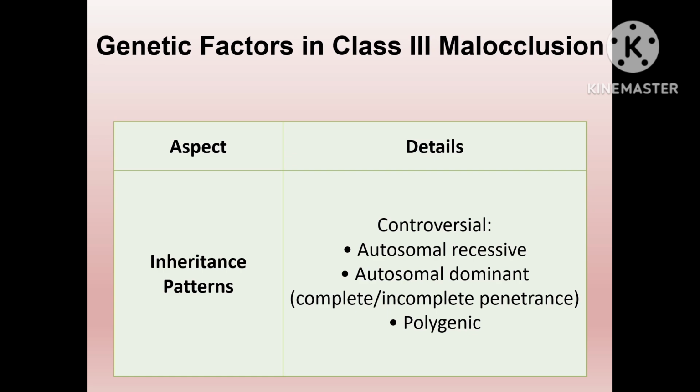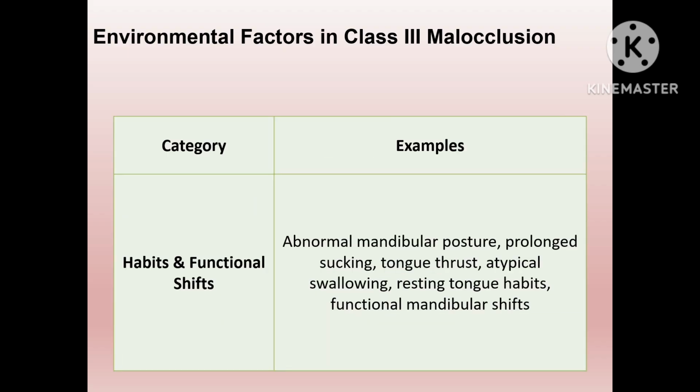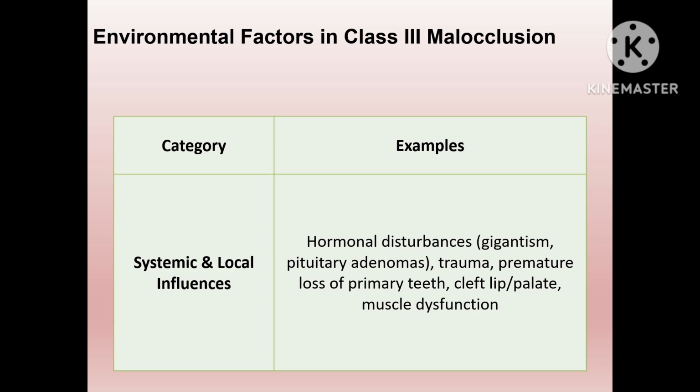Some say it is autosomal recessive, others say that it is autosomal dominant, while some support a polygenic mode of inheritance also. Now, the environmental influences also contribute significantly. The wrong postural habits of the mandible, tongue thrusting and prolonged sucking can shift the mandible forward. Airway issues like nasal obstruction, mouth breathing and enlarged tonsils or adenoids further worsen the condition.